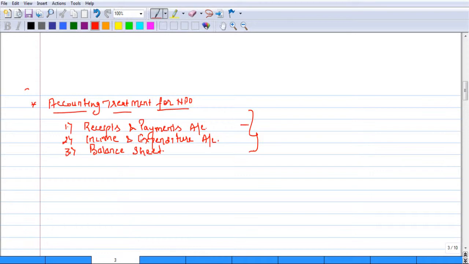Now, if we talk about the receipts and payments account, it is just a copy of the cash account. It is similar to the cash account. We'll discuss this in detail, how it is similar to the cash account and how it is prepared. Receipts and payments is nothing but the cash account, but every NPO has to prepare a receipts and payments account, an income and expenditure account, and a balance sheet.